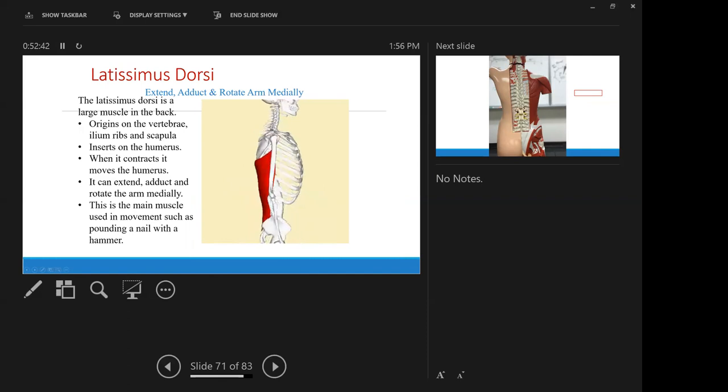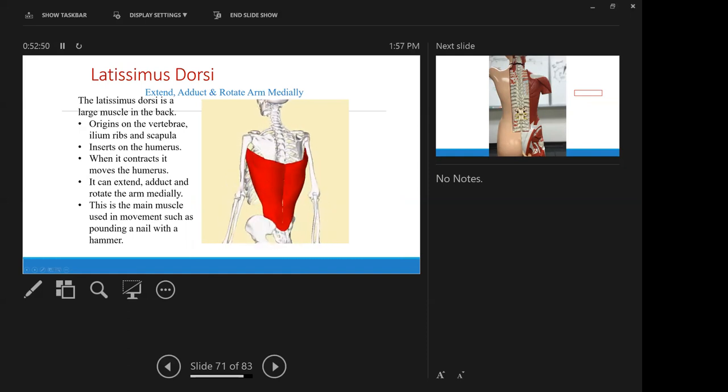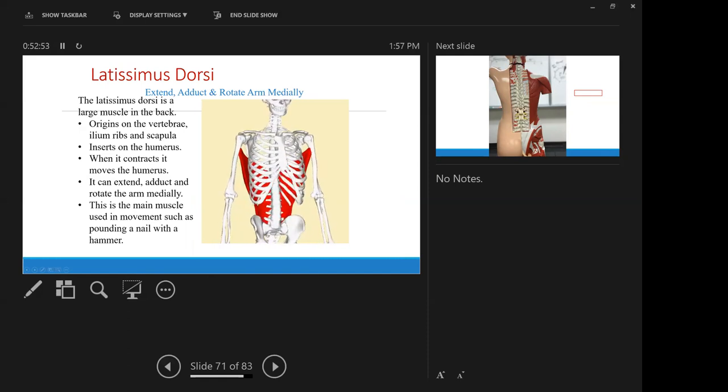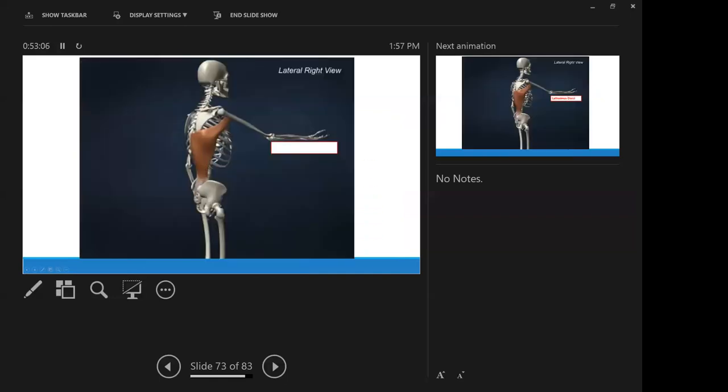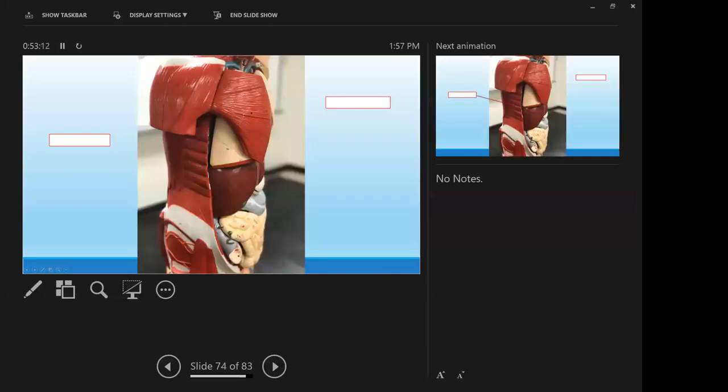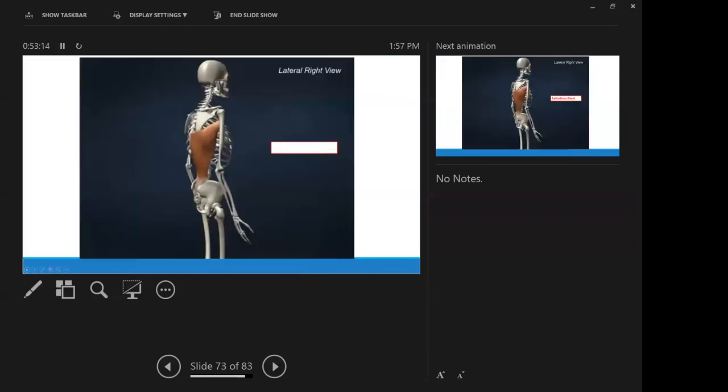It extends all the way down to the sacrum, and it inserts on the humerus. And so it puts a lot of power into the actions of the humerus. This is the latissimus dorsi right along in here. This large, powerful muscle is the latissimus dorsi. And what it's doing, there we go. Throwing something underhand, for example.